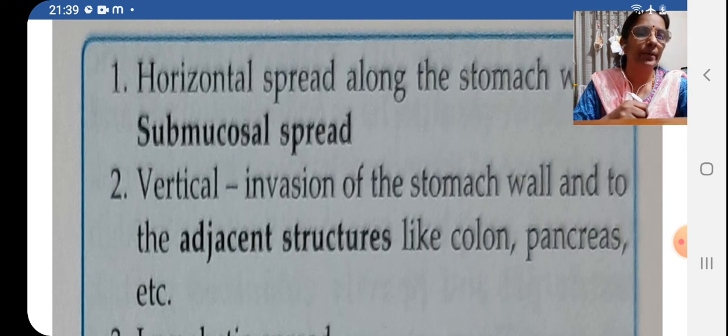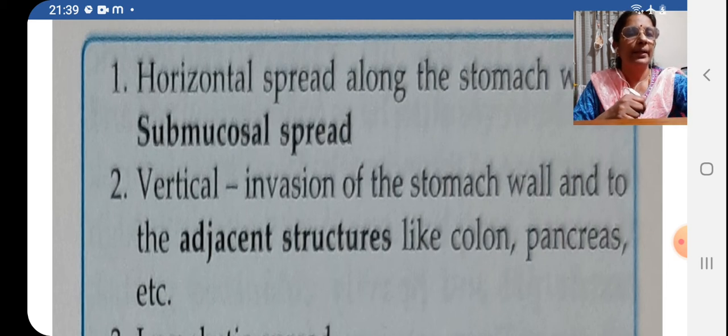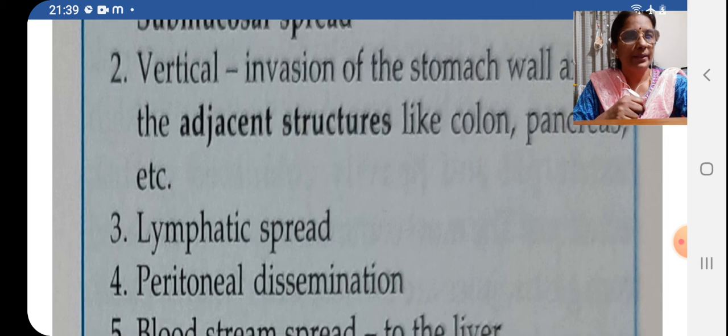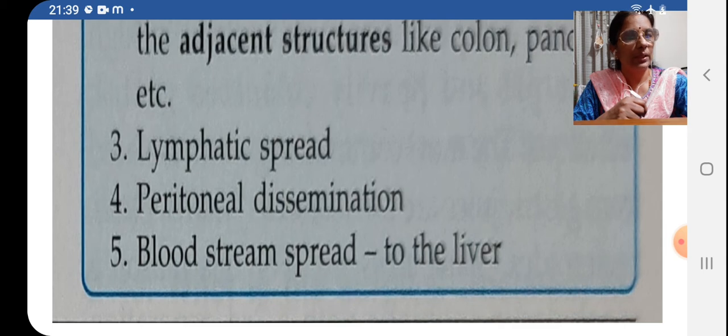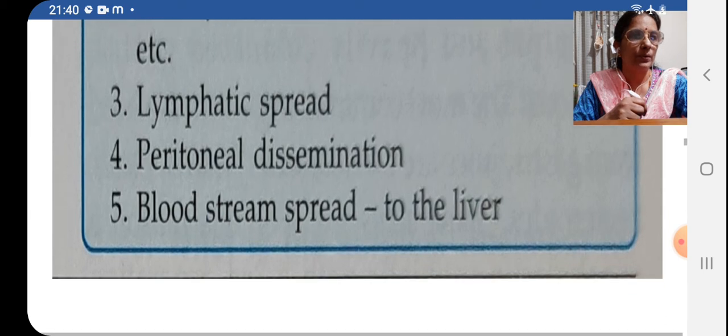Gradually it reaches the serosa. From there it infiltrates the pancreas and colon. So that is the vertical spread. Then lymphatic spread. First to the perigastric nodes, from there to the celiac, hepatic and splenic nodes, from there to the nodes along the gastroduodenal and then to the root of mesentery and para-aortic nodes. Then peritoneal dissemination, it can spread through the peritoneum. Through the blood, it can spread. The malignant cells can spread to the liver also.